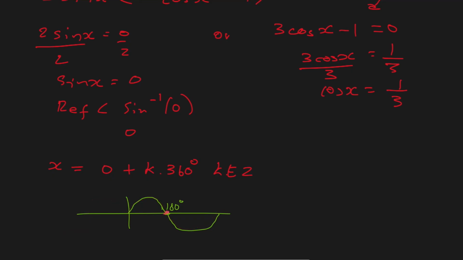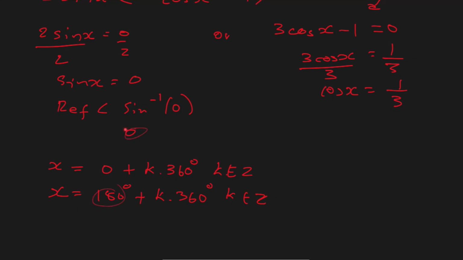But also this part of 180 is part of the solution. So we must also add it as a solution, to say also x is equal to 180 degrees, and then we add or minus 360 degrees. That will be the critical point also where we have the reference angle as 0 there. I hope that makes sense. Okay, so that is all the solutions that you get for the first part there.